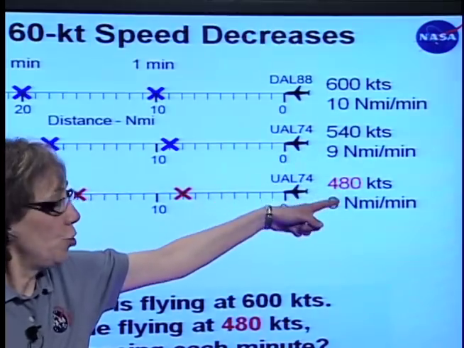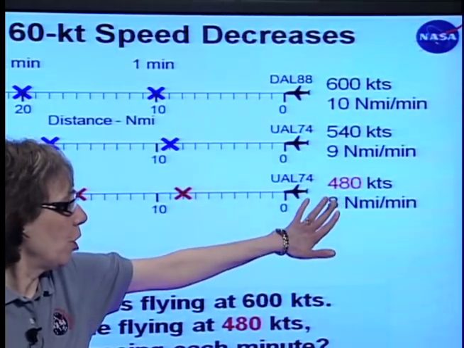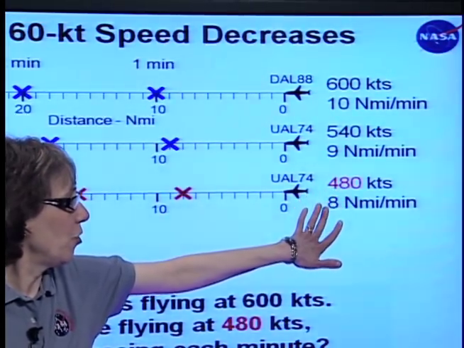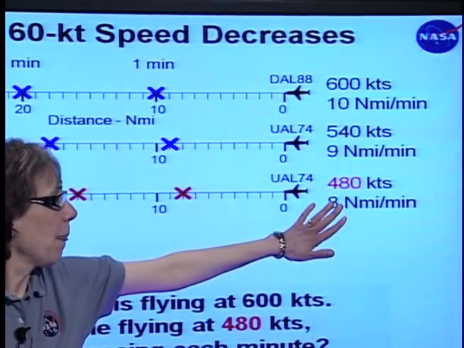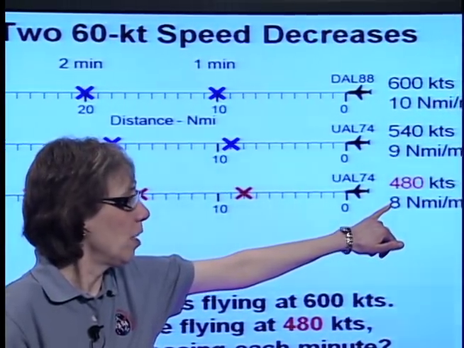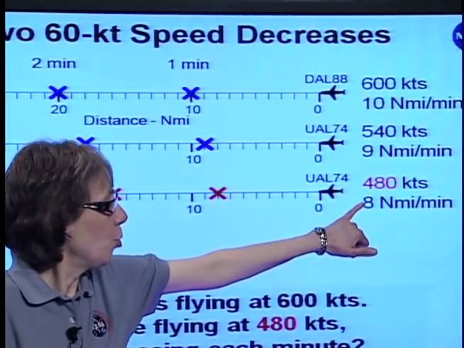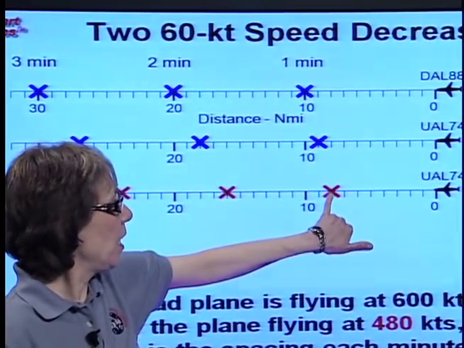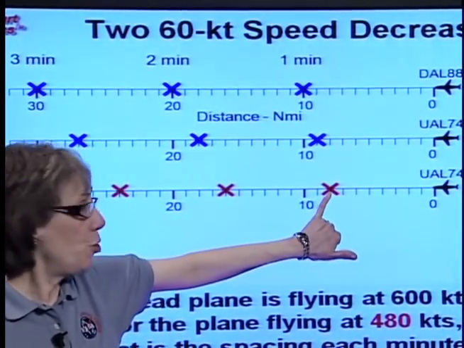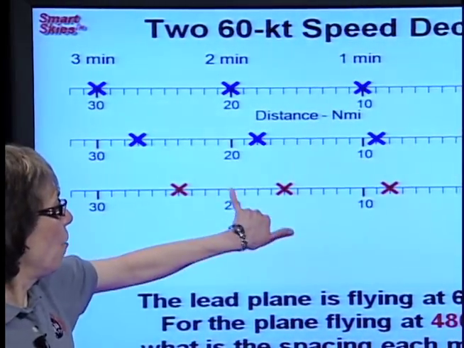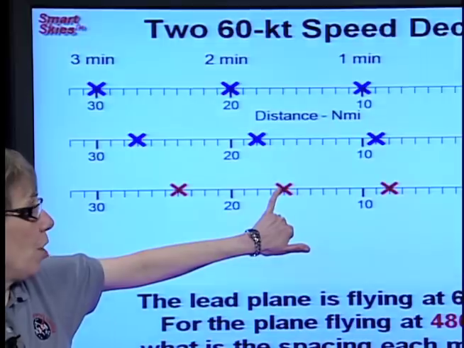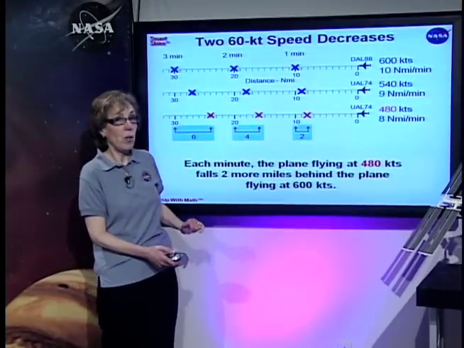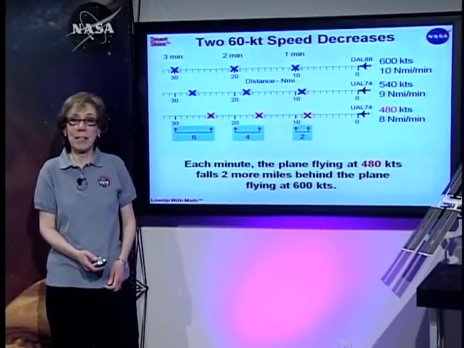So we've made 2 60-knot speed reductions. We've slowed the plane to 480 knots. And if you divide 480 by 60, you'll see that that's 8 nautical miles a minute. And how far behind does this plane fall each minute? Well, after 1 minute, this plane will be at 8. So compared to the plane flying at 600 knots, it's 2 miles behind. After 2 minutes, it's going to be 4 miles behind. And after 3 minutes, it's going to be 6 miles behind. Okay? So it falls behind 2 additional miles each minute.